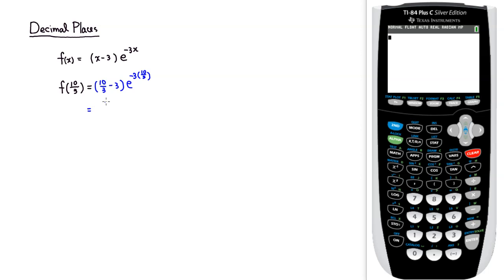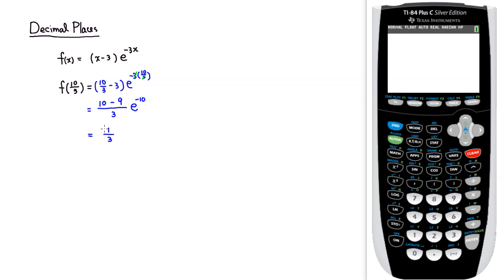Let's take the common denominator. So 10 over 3, then we're subtracting. 3 is equivalent to 9 over 3, so I'm going to put 9 over 3. Then you have e to the, and there's a multiplication: negative 3 times 10 over 3. The 3's cancel out, so what's left is negative 10. So you have e to the negative 10 power. Then 10 minus 9 is 1 over 3.